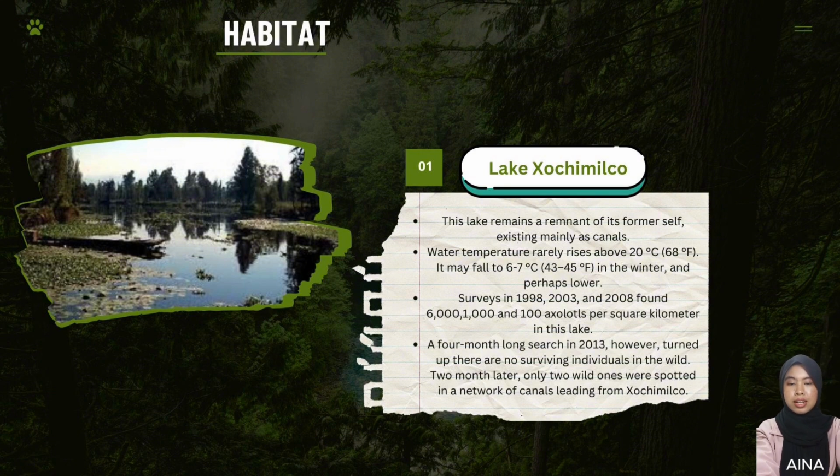Surveys in 1998, 2003, and 2008 found 6,000 to 1,100 axolotls per square kilometer in this lake. A four-month-long search in 2013, however, turned up no surviving individuals in the wild. Two months later, only two white ones were spotted in the network of canals leading from Xochimilco.